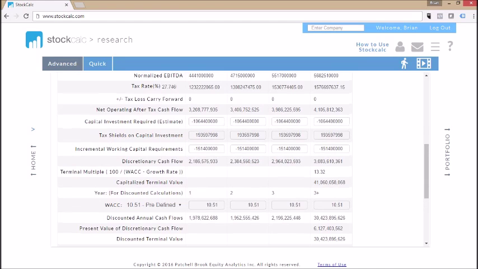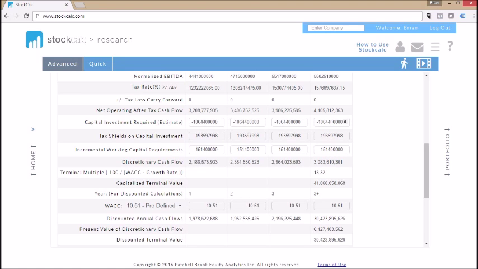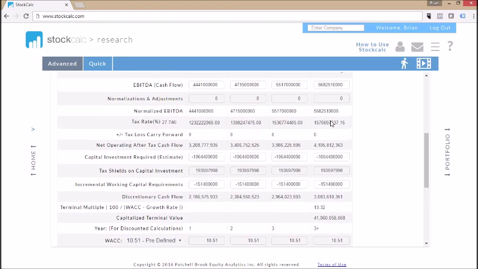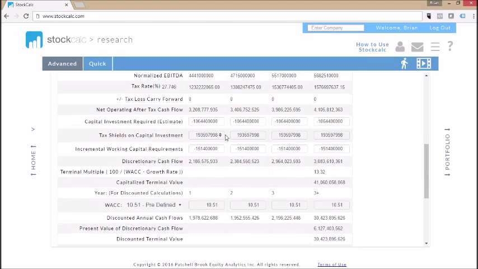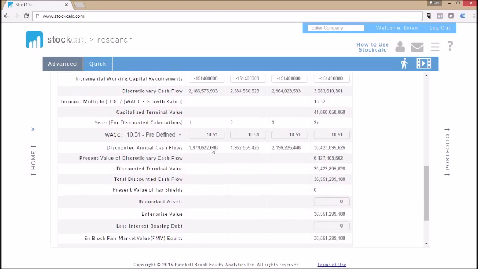Then we look at the capital investment the company has to spend on a go-forward basis, and what we do is we use the last 5 years to generate a historic average capital investment required. Companies can be quite sensitive to this CapEx number. Calculate the tax shields from that, some incremental working capital again based on the last 5 years historic, which gives us a discretionary cash flow.